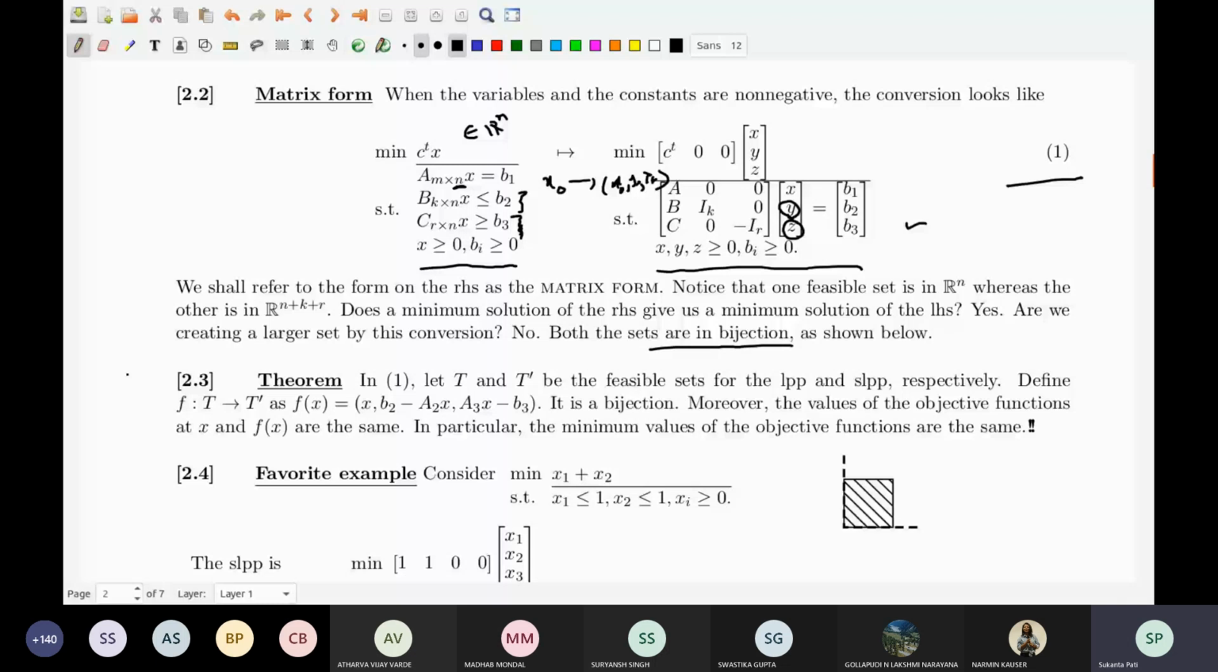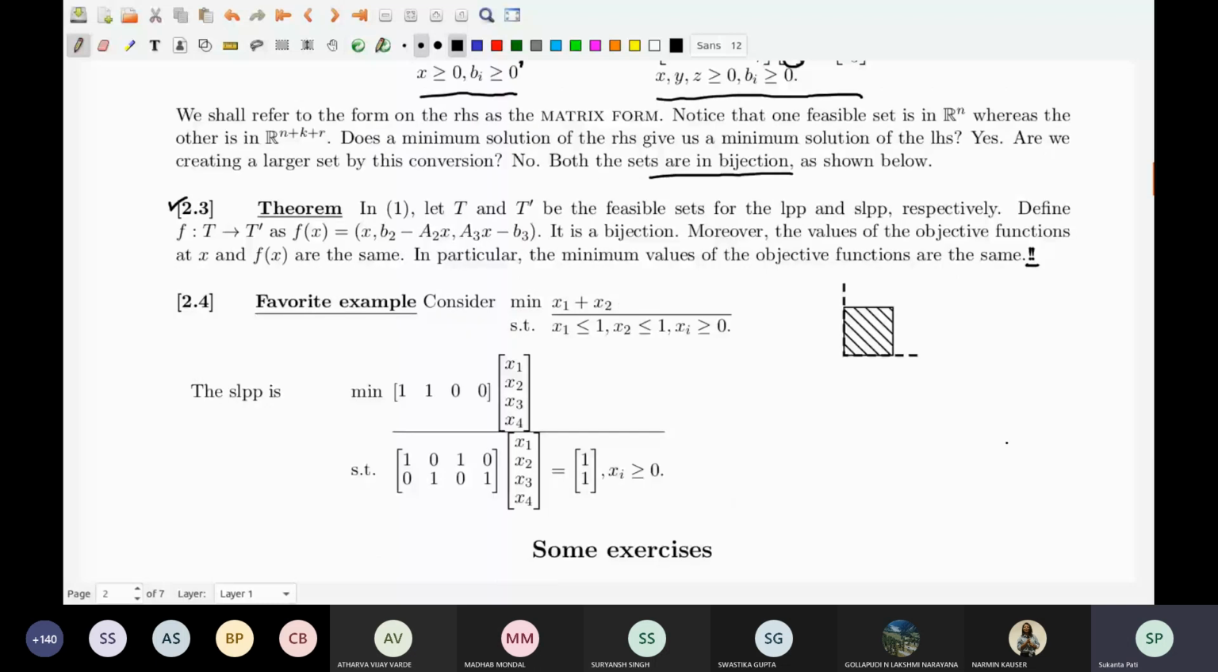Okay, this is one example that I will be coming back to explain many different things, and it is a very easy example. See, it is talking about minimize x1 plus x2, subject to x1 is less than equal to 1, x2 is less than equal to 1, and xi are greater than equal to 0. So obviously the minimum is 0 only. So that is not our consideration. So here this is the feasible set, this is 0 1 and then 0 1. This is the feasible set. Over this I am supposed to minimize x1 plus x2.